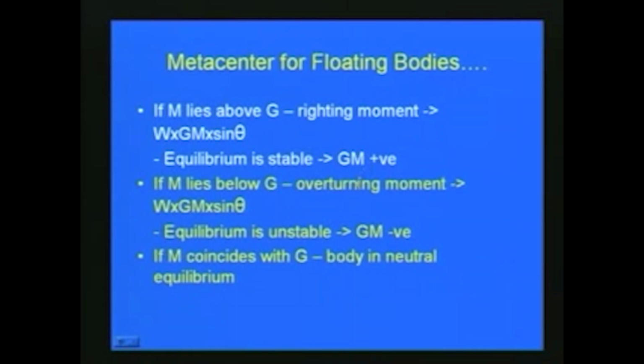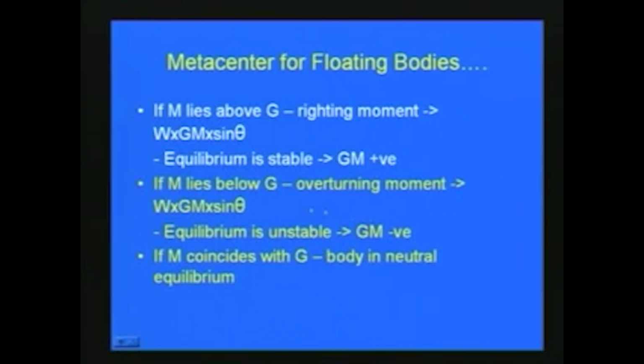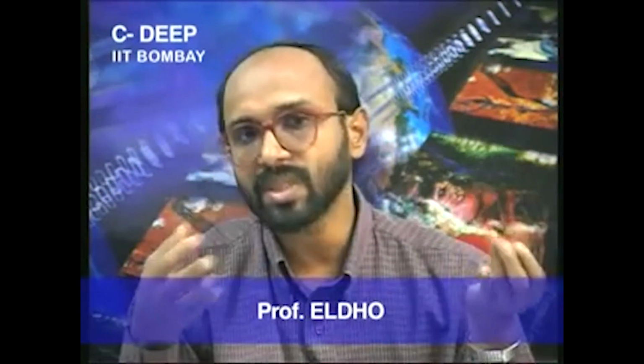So with respect to the metacenter also, we can say whether there is stable or unstable equilibrium. A stable equilibrium is when GM is positive, or when M lies above G. If M lies below G, then the body is said to be in unstable equilibrium. And if M coincides with G, then the body is said to be in neutral equilibrium. So if we determine the metacenter position and metacenter height, we can determine whether the body is in stable, unstable or neutral equilibrium.